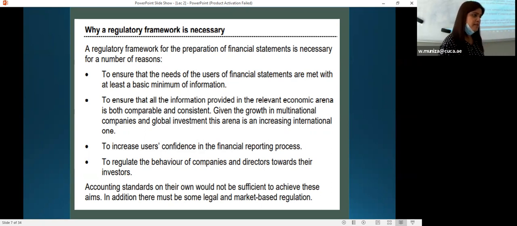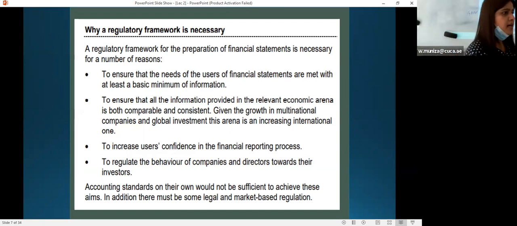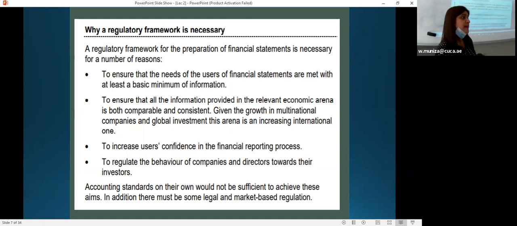And every company in a country will have a liability to follow the same regulatory framework so that all the users of the financial statements can get information to the minimum level, whatever they require. Got it? Then, to ensure that all the information provided in the relevant economic arena is both comparable and consistent. Given the growth in multinational companies and global investment, this arena is an increasingly international one. So many companies are coming to increase their growth, they are expanding so that they can flourish. Now, if every company is following its own different rules and regulations, it becomes difficult to make the financial statements comparable to each other. So just to maintain the principle of comparability and consistency, we have to follow the regulatory framework.